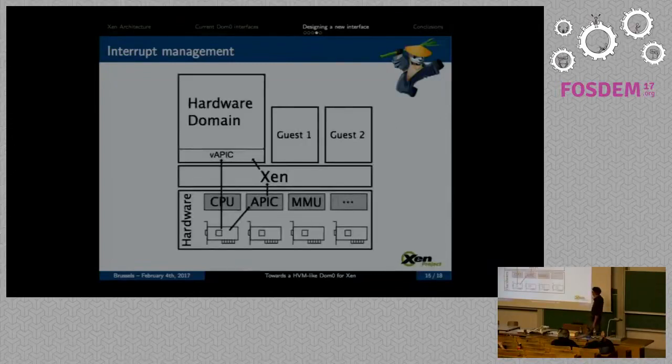So here we have another picture of what it will look like if we have a local APIC inside of Xen.